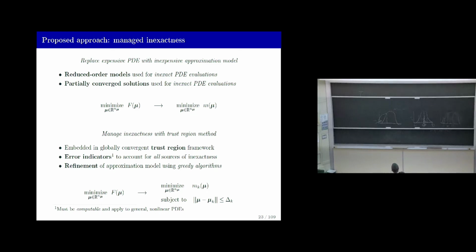So here's how we manage it. We use these things called trust region methods. We're going to embed this in a globally convergent trust region method, which means we're not going to just minimize m. We're going to minimize some local model subject to some trust region constraint. I know that m is only an approximation, so I'm not going to let it go wild. I'm only going to minimize it inside some trust region, and then I'm going to update my model, and I'm going to continue the optimization. We need error indicators to account for all sources of inexactness. And then, once our error indicators drop below some certain bound, we need to be able to refine it.